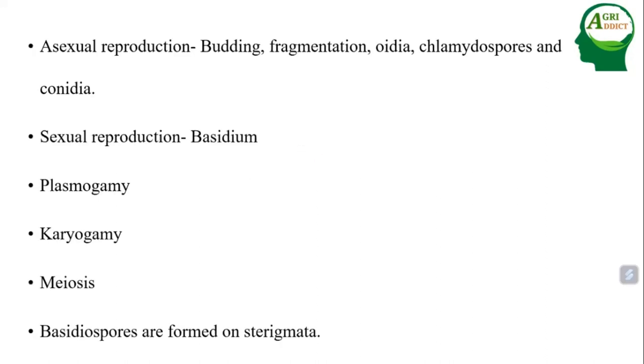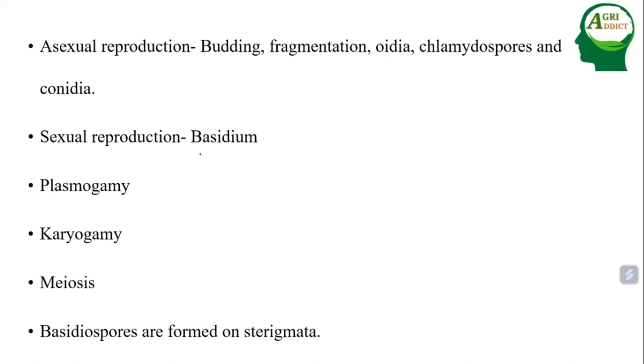What is dolipore septa? To avoid the migration of nuclei from one cell to another, there will be septum formation like this. This is called dolipore septa, to avoid the migration of nuclei. In basidiomycetes, we can find asexual reproduction by budding, fragmentation, chlamydospores and conidia. You also find oidia. Oidia means the primary mycelium divides into different cells called oidia.